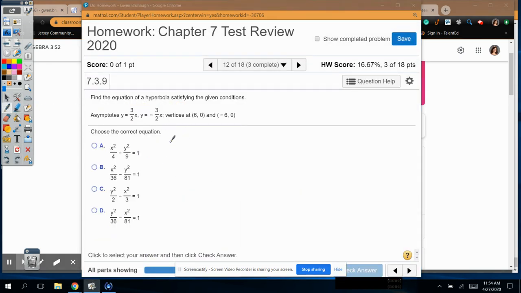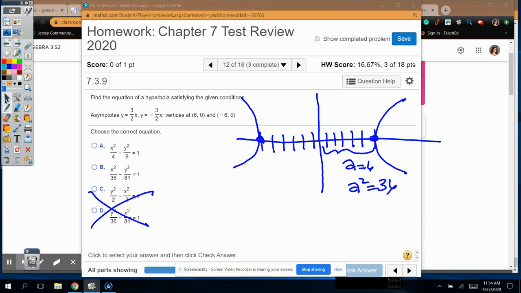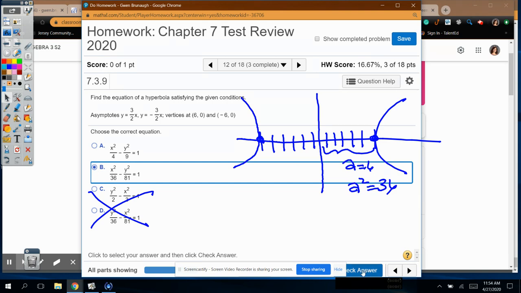Okay. This time we're going to find the equation. They're going to tell us the asymptotes and the vertices. So what I got here? I have vertices at 6, 0 and negative 6, 0. Okay, and that tells us a few things. That tells us the graph is going to go this way and this way, which is the x direction. So those guys are out. It also tells me my A value, my A is 6, which means A squared is 36. So my answer is B, and I don't even need to look at those asymptotes to get the answer.